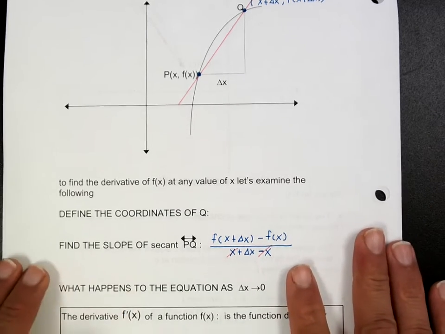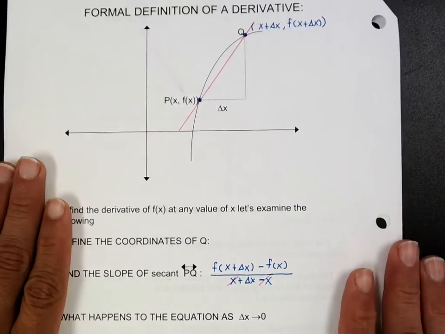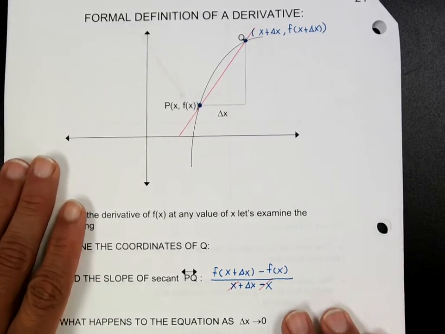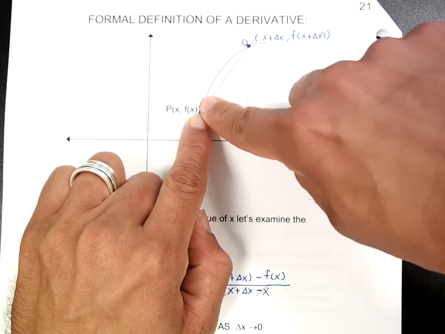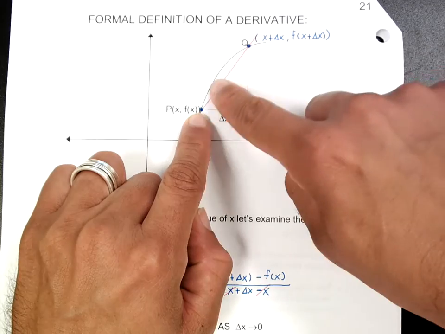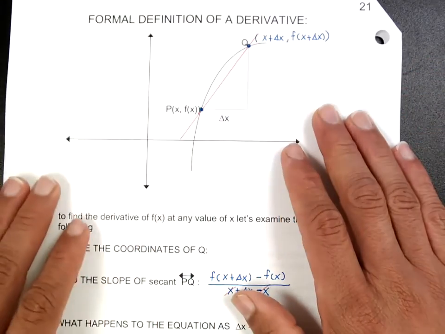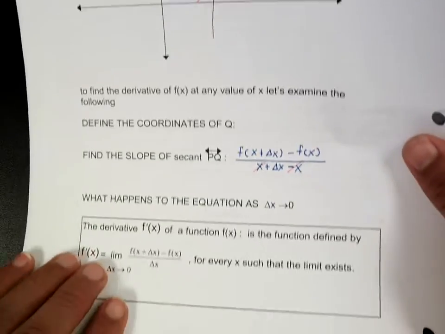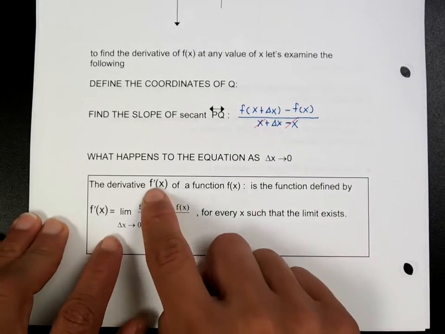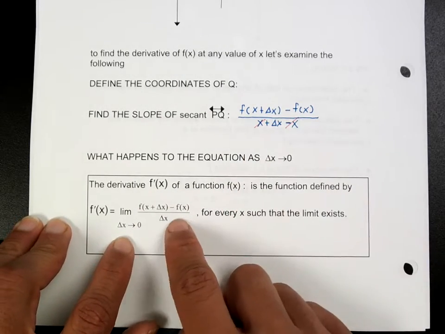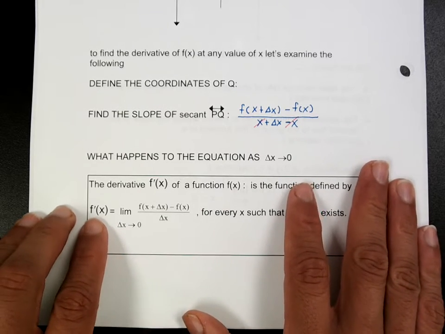Now, what happens to the equation as delta x goes to 0? If this distance right here goes to 0, then those 2 points would be right on top of one another, and you would have the slope of the tangent line like you did previously, in lesson 18. Notice that this and this are the same formula, except this one has the limit as delta x goes to 0, and this will give you the derivative.